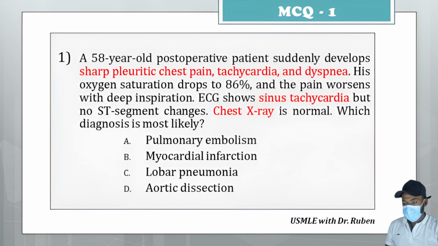Question 1. A 58-year-old postoperative patient suddenly developed sharp pleuritic chest pain, tachycardia, and dyspnea. His oxygen saturation drops to 86%, and the pain worsens with deep inspiration. ECG shows sinus tachycardia but no ST segment changes. Chest X-ray is normal. Which diagnosis is most likely?